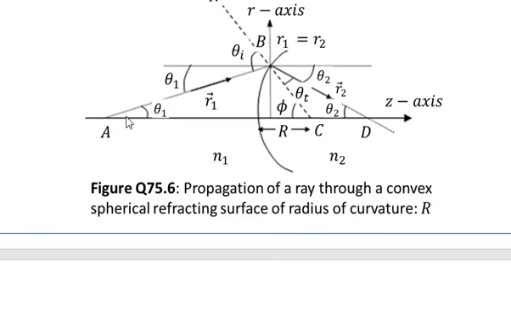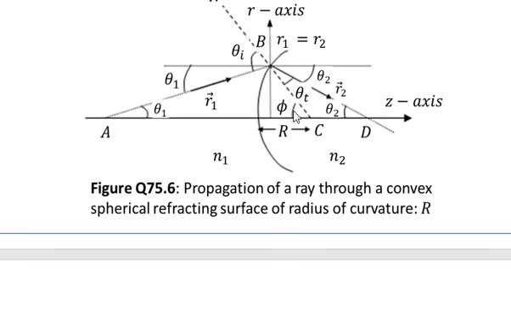And you see that in the figure we have two triangles, triangle ABC and triangle CBD. You can see that we have the angle theta t located somewhere. We have also angles theta 1 and theta 2 with the Z axis. We have shown angle theta 1, which the ray R1 makes with the Z axis, and theta 2, which the outgoing ray makes with the Z2 axis.